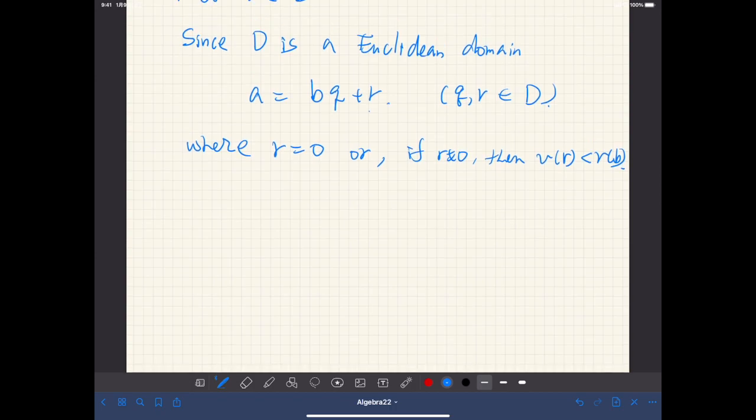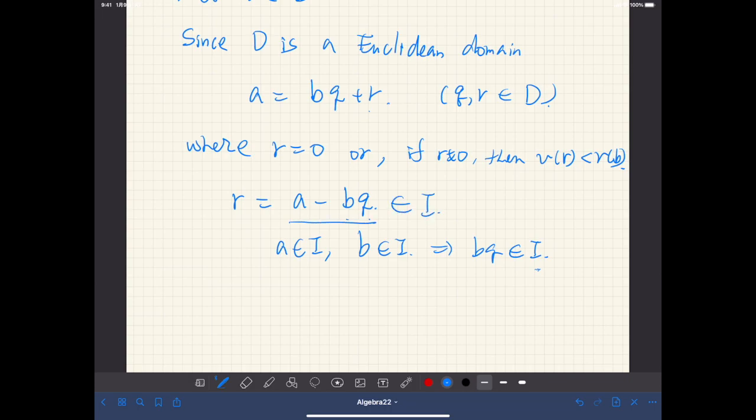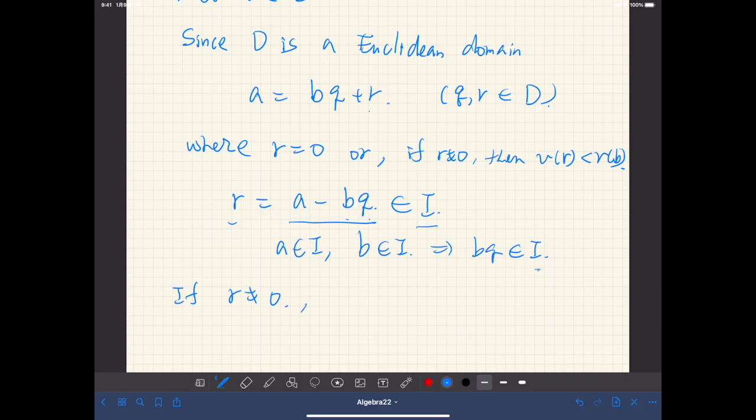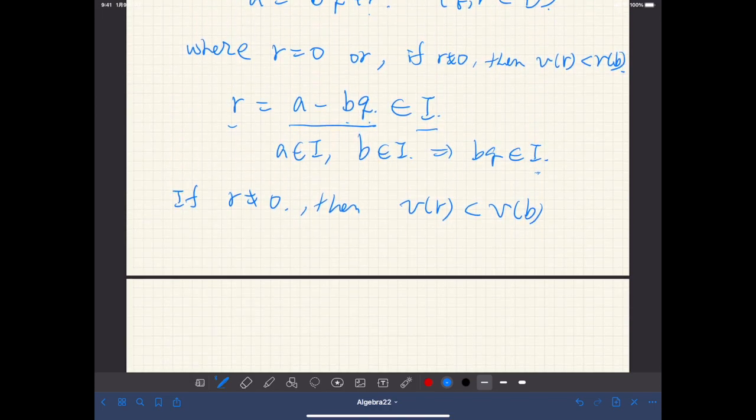Okay. But from this equation, we have R is equal to A minus BQ. And since A belongs to I, and B belongs to I, and B times any element of D, BQ, is an element of the ideal because of the property of the ideal. Okay, so an ideal is an additive group, so therefore this also belongs to the ideal I. So this R is an element of I. Okay, and if R is not zero, then V of R is less than V of B. But this is a contradiction.